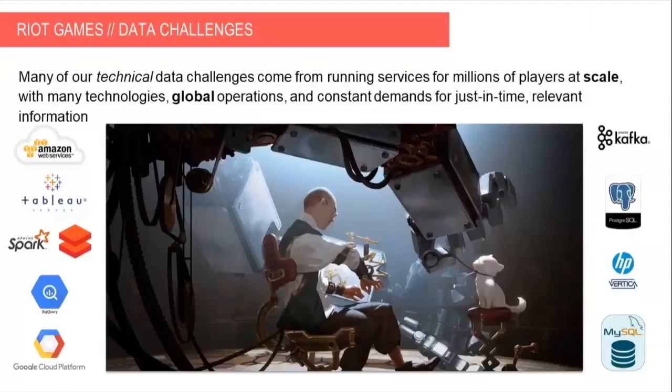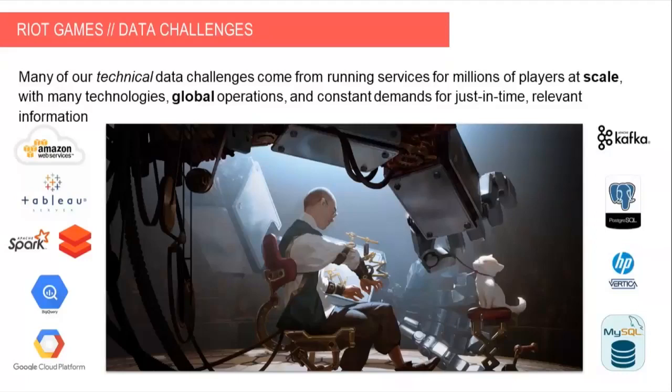So in terms of data challenges, a lot of the challenges that we face are technical in nature. You could probably guess, because we are operating the game globally at the number of players that we have, a lot of the demand that we have for up-to-date, relevant, accurate information is really challenged by those aspects of running the game globally. The amount of information that we need and the number of decisions we're trying to make hasn't really been slowing down as League of Legends has been growing and as we've been expanding to more and more regions over time.